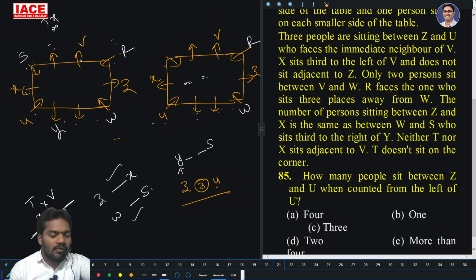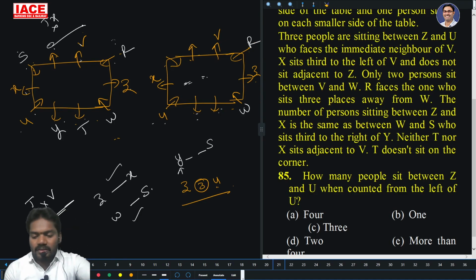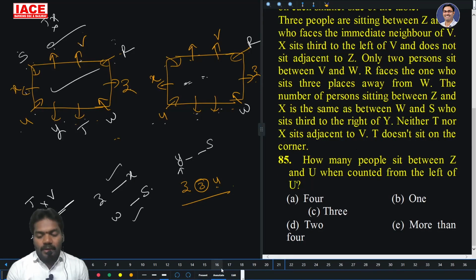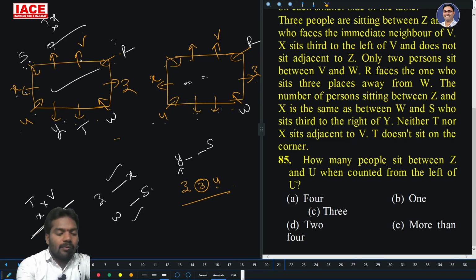And what is the chance for T and X? Yeah, X already gone now. The remaining chance of T is here. And put the remaining person. Just wait. T does not sit on the corner. So T is better. How many people sit between Z and U when counted left of U? Left of U and Z. 1, 2, 3, 4, 5. 5 members.